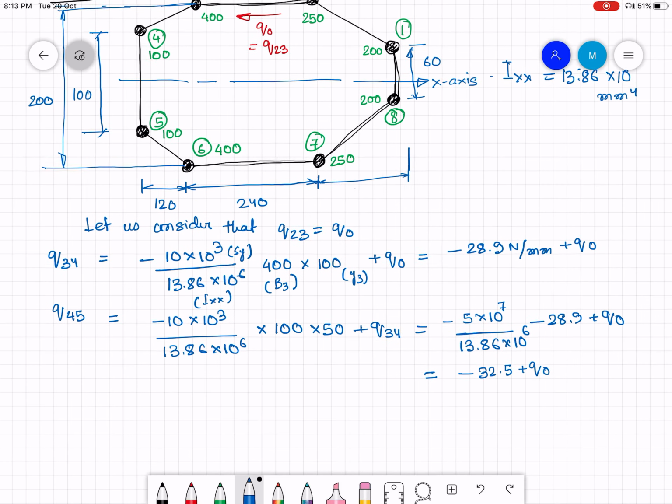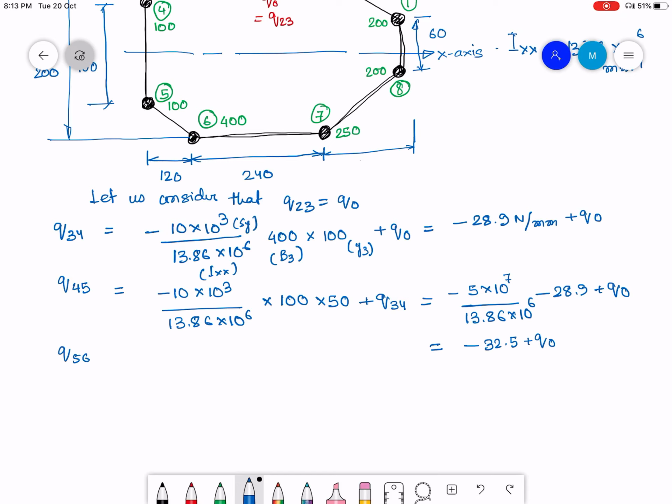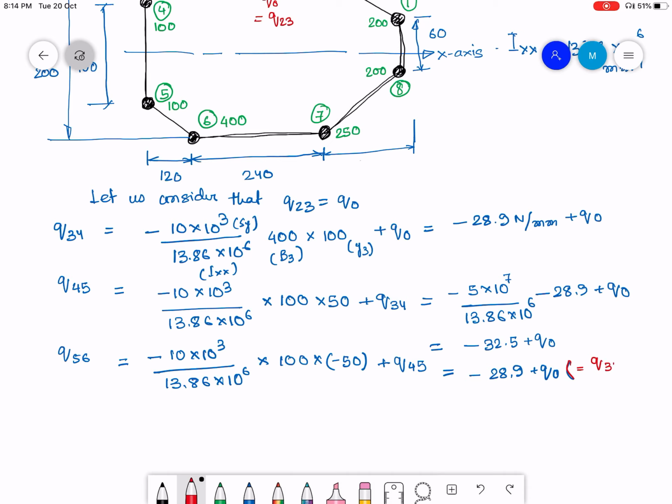Now let us go to find out Q56. So Q56 is going to be minus 10 into minus 50, because y of 5 is going to be minus 50, plus Q45, which, if you calculate, is going to be minus 28.9 plus Q0, which is actually equal to Q34, and that is correct due to symmetry, because there is a symmetry.